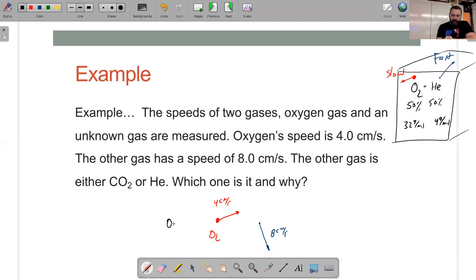Well, I already figured it out, but oxygen has a mass of about 32 grams per mole. And CO2, if you want to figure out its mass, one carbon and two oxygens, carbon has a mass of about 12. Oxygens each have a mass of about 16. So that's about 44 grams per mole. Carbon dioxide has a much higher mass than oxygen does, so it's not reasonable for the other gas to be carbon dioxide, but it is reasonable for that gas to be helium.